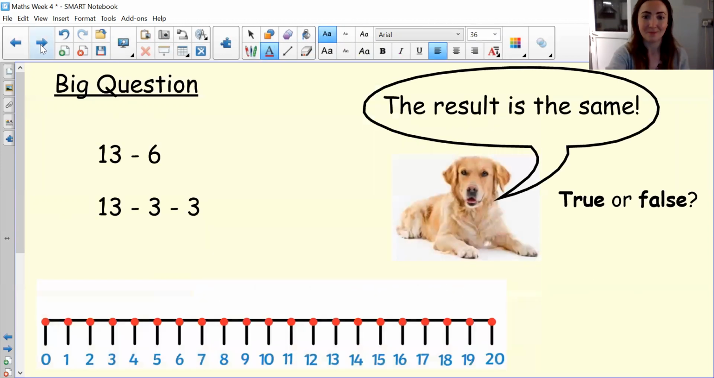Right, so what's Stevie got for us today? There are two number sentences here: 13 take away 6, and 13 take away 3, take away 3. Stevie says the result is the same for both of those number sentences. Is that true or false? Pause here to try and work it out.